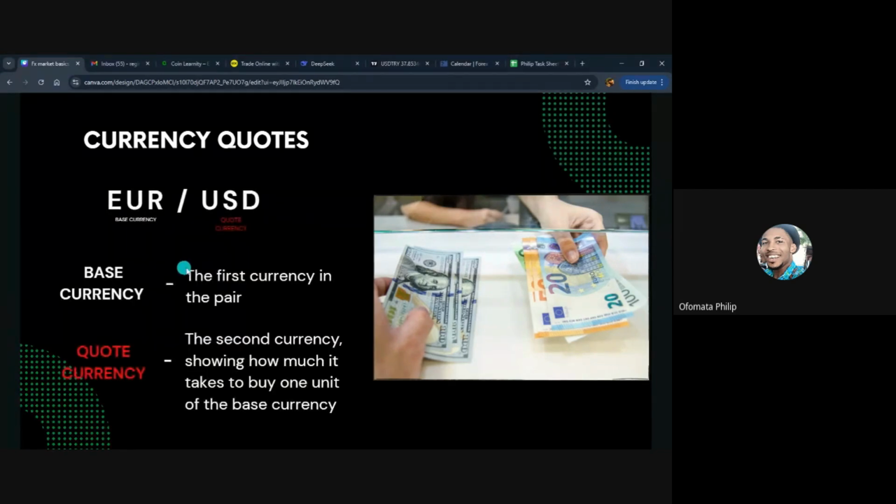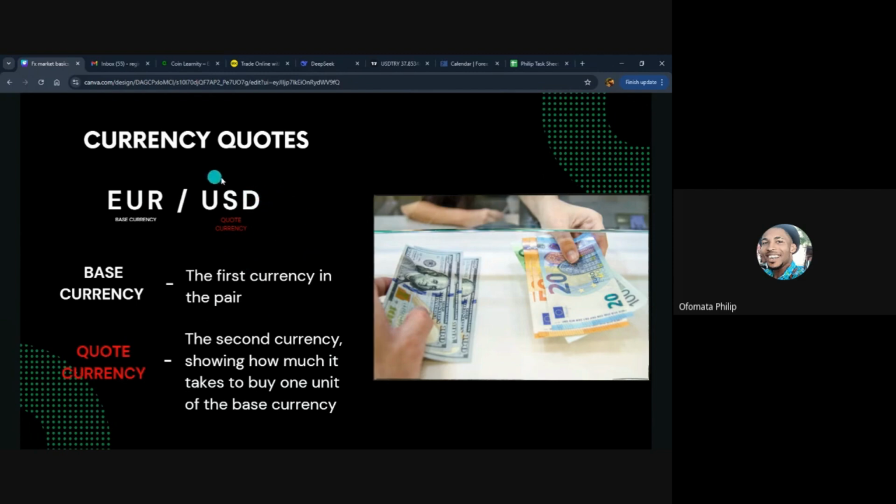So the base currency is usually the first currency in the pair. In any forex pair you're looking at, the base currency is the first, while the last currency is the quote currency. The quote currency is the second currency, which shows how much of it is needed to buy 1 unit of the base currency. Just like for me to get €1, I need so many United States dollars.